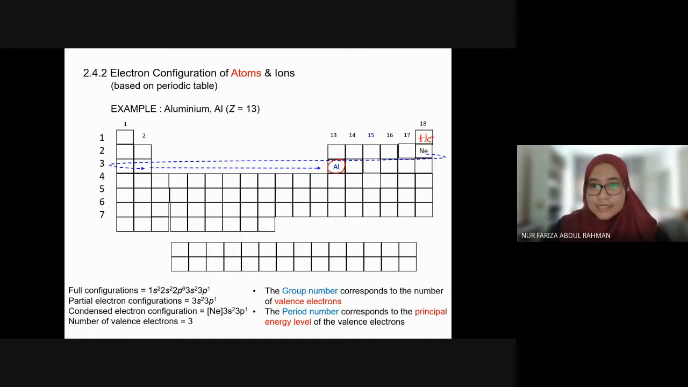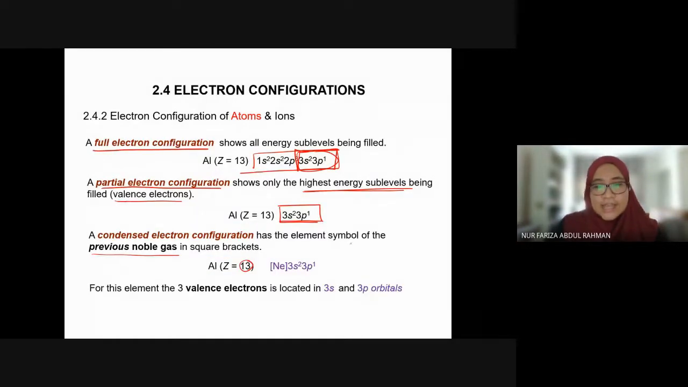So aluminium dekat sini kan. So previous noble gas would be neon. Ini 10, sini patutnya berapa? Berapa total dia? 13, 10. So neon alone caters 10 electrons. Faham tak? So that's why dia kata has the element symbol of the previous noble gas in square bracket. Dia mesti betul-betul before the element. Dia tak boleh pakai yang jauh-jauh tu, helium ke apa ke later on, tak boleh. Dia mesti exactly before the element. So that's why neon dekat sini dah cover 10.